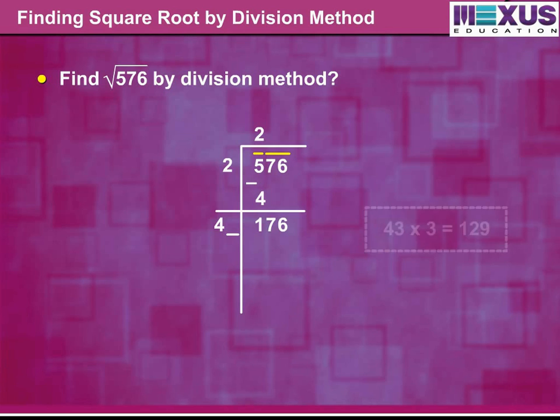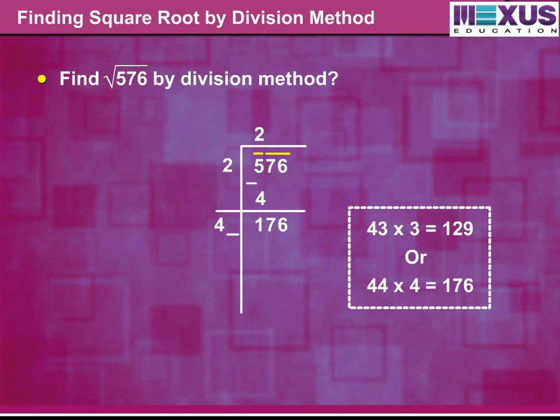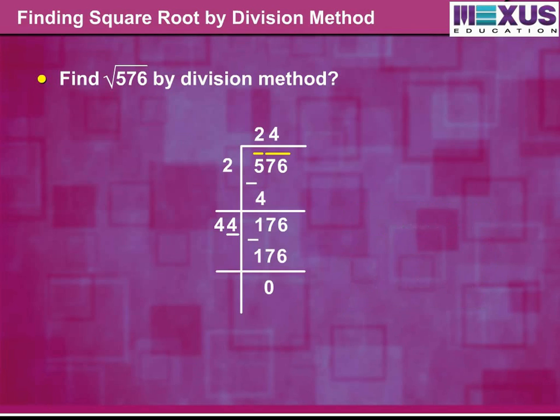In this case, if we multiply 43 into 3, we get 129, or 44 into 4, we get 176. So we choose the new digit as 4 and calculate further. Step 6. Since the remainder is 0 and no remainder is left out, we can say that the square root of 576 is 24.